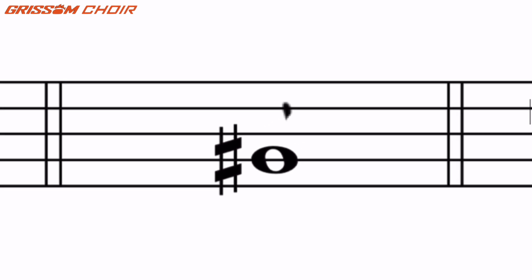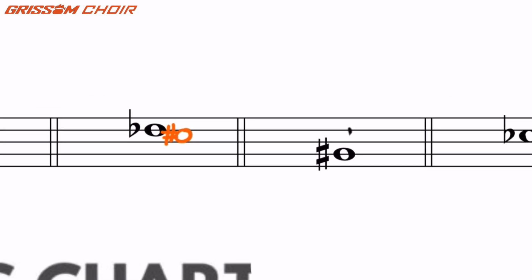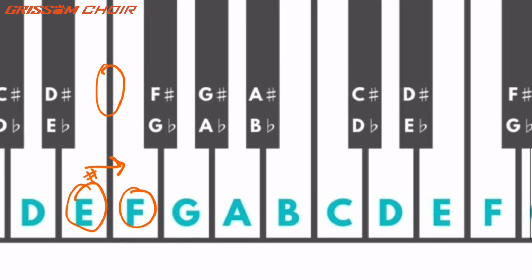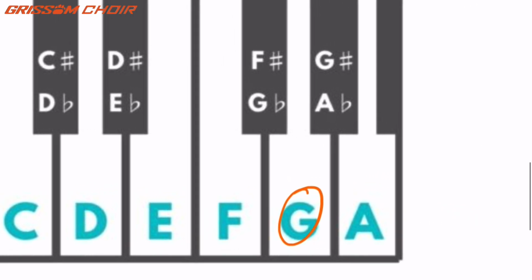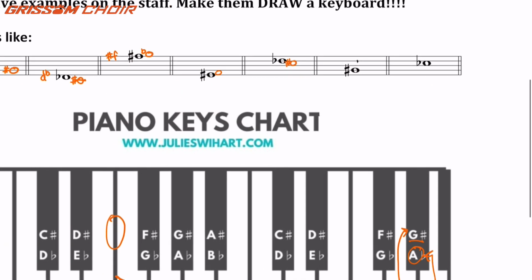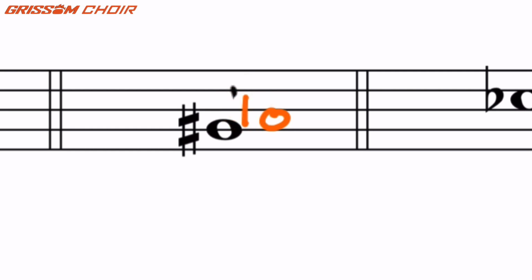Going to this penultimate example, we're looking for G sharp. We will find the enharmonic spelling of G sharp by locating G on the piano. Here is G. We go to the next key over, which is a black key, G sharp. The enharmonic spelling of G sharp is A flat. So we would draw A flat.